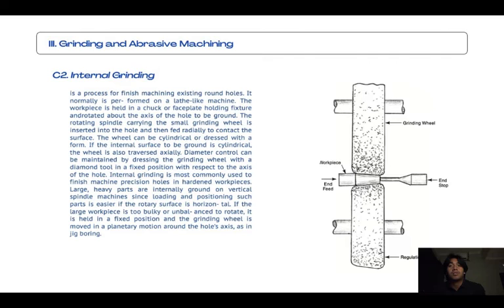Large, heavy parts are internally ground on vertical spindle machines since loading and positioning such parts is easier if the rotary surface is horizontal. If the large workpiece is too bulky or unbalanced to rotate, it is held in a fixed position and then the grinding wheel is moved in planetary motion around the hole's axis, as in jig boring.